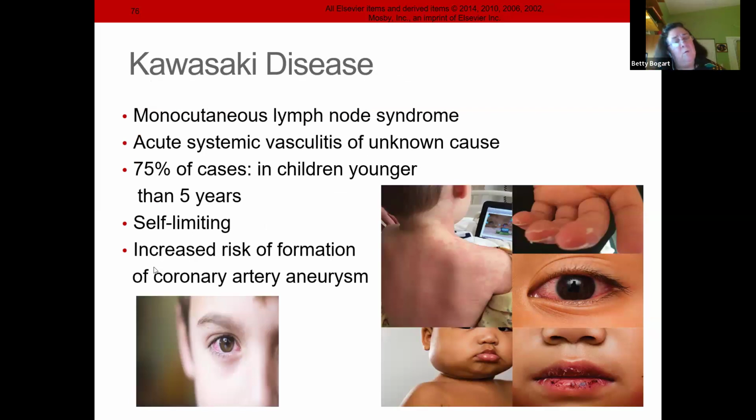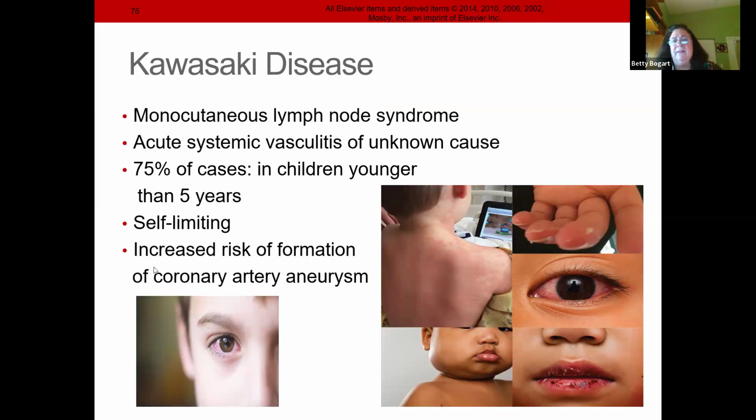Kawasaki, one of those things, it is a viral thing. It is what we call a vasculitis. It means the vessels get inflamed. But what we are concerned about is the coronary arteries are vessels, and they could have aneurysms. And an aneurysm in a coronary artery could cause death, right?